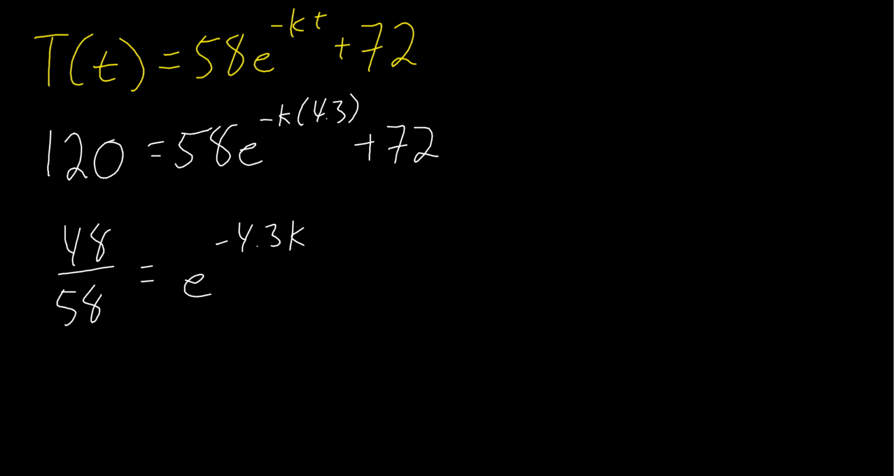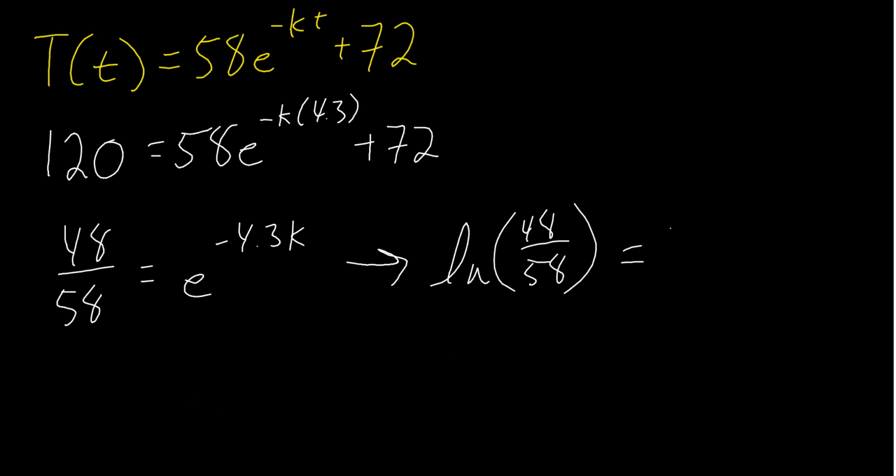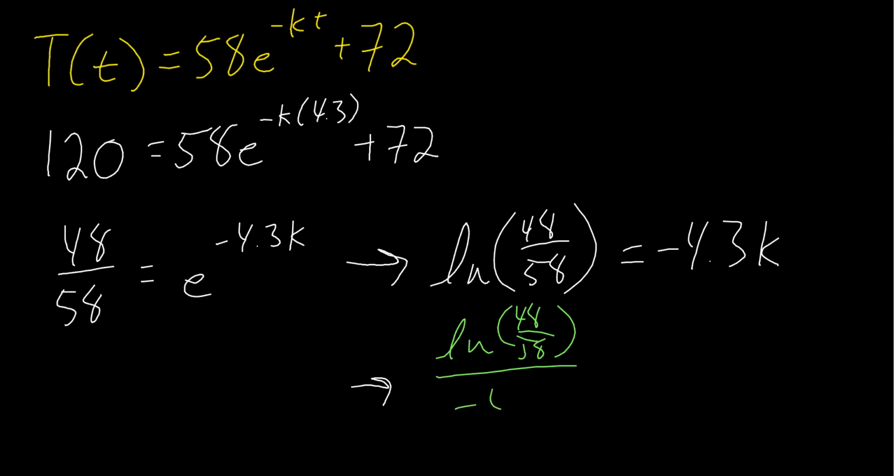So continuing to solve this equation, I'll take the natural log of both sides. So I'm going to end up with the natural log of 48 over 58, and that's equal to negative 4.3k. And then we divide both sides by negative 4.3. So we're going to have natural log of 48 over 58 divided by negative 4.3. That's going to be equal to k.